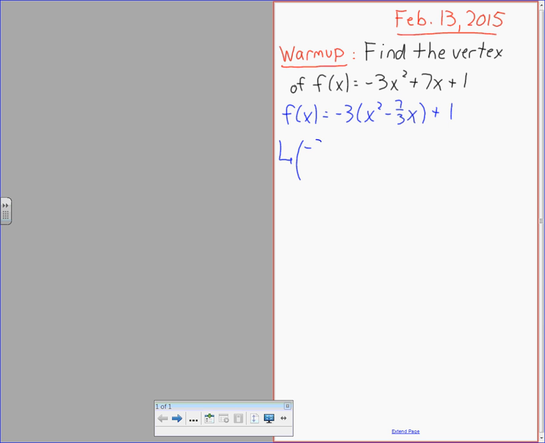Great. Negative 7 over 3 divided by 2, squared. All right, Grace, what's negative 7 over 3 divided by 2, please? This is negative 7 over 3 multiplied by 1 over 2. Right. That's negative 7 over 6. Great. Wonderful, tremendous, awesome. Adam, what is negative 7 over 6 squared, please?